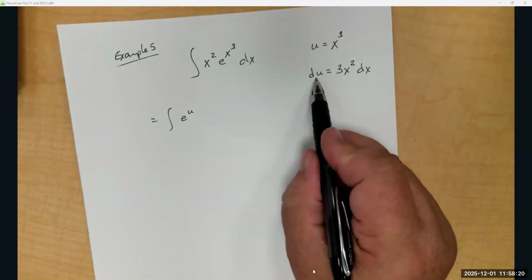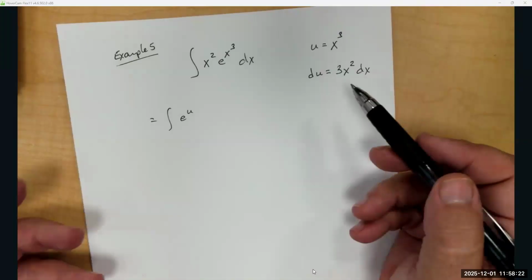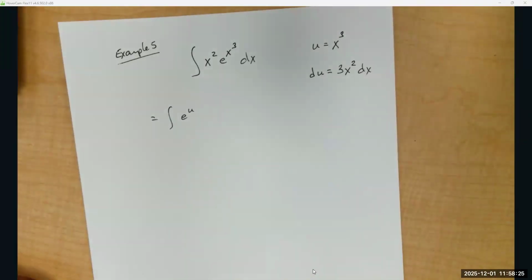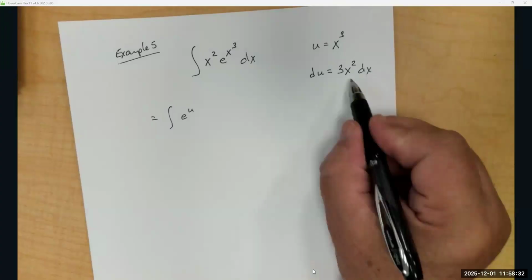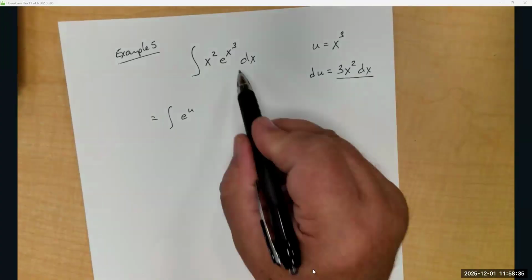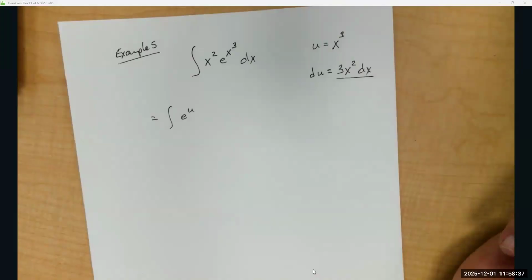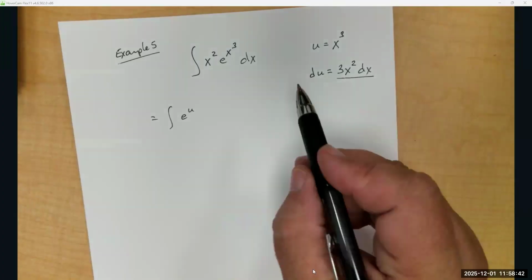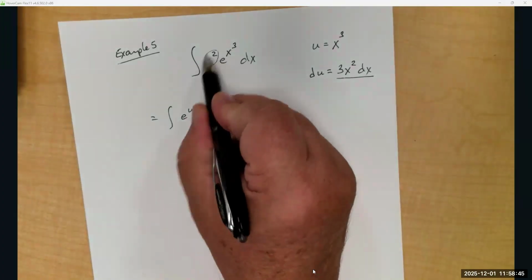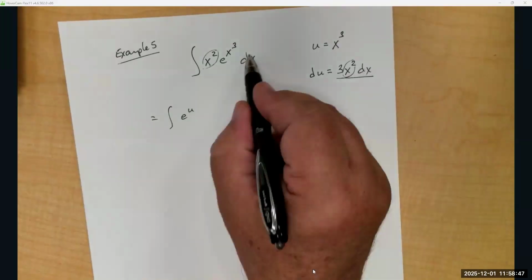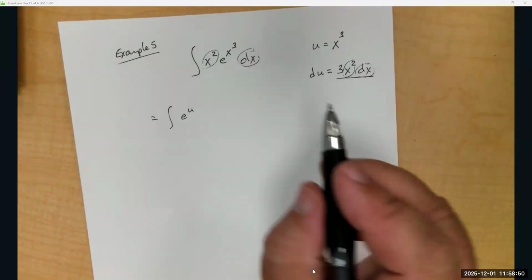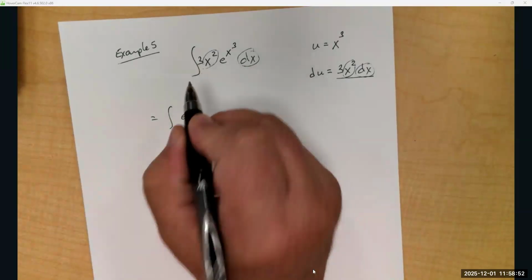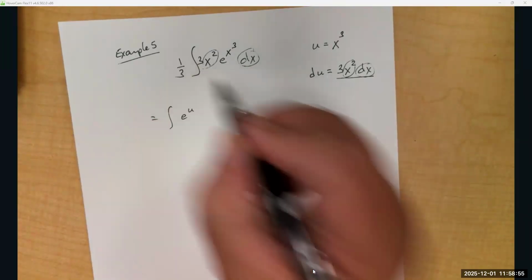Yes, because whenever you take a derivative of u, it's a function of x. So you have to put the x behind it, or kind of like an implicit differentiation. So do we have a 3x squared dx in our original equation? What do we have? We have an x squared, that's this part. We have a dx, that's this part. We're missing a 3. So we just put a 3 there, and we divide by 3 in front.